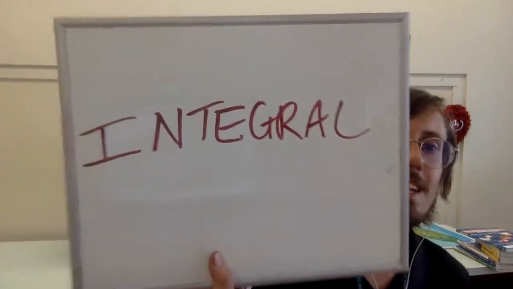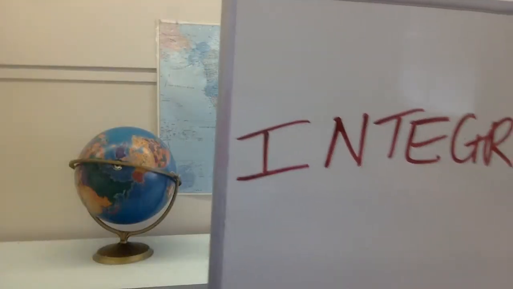The next word, integral. I-N-T-E-G-R-A-L. Integral. This word is an adjective to describe something that is very much joined and intertwined and mixed in with something else. It's integral. It has become like an essential part because it is so mixed and connected.